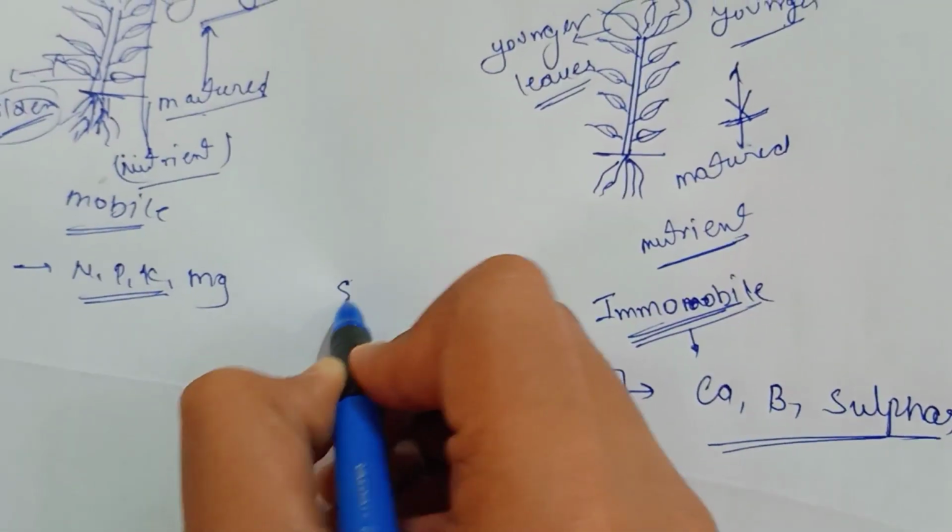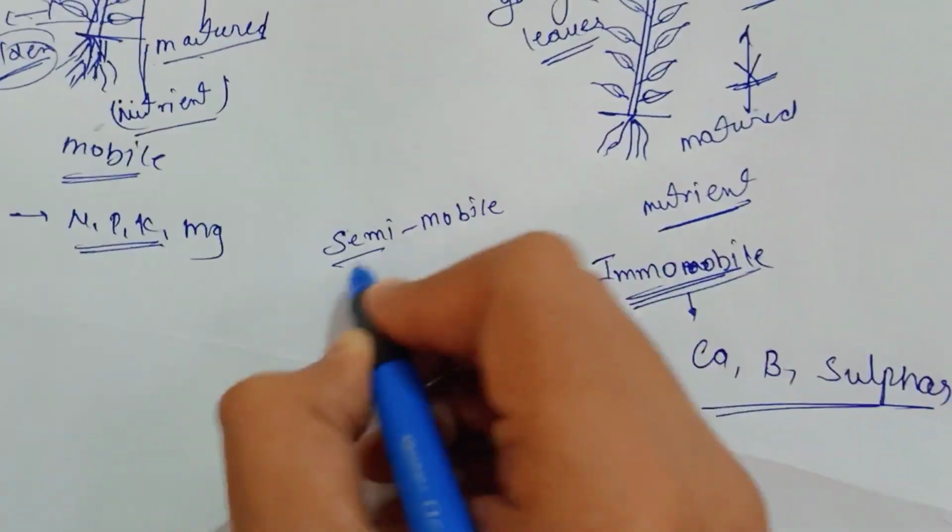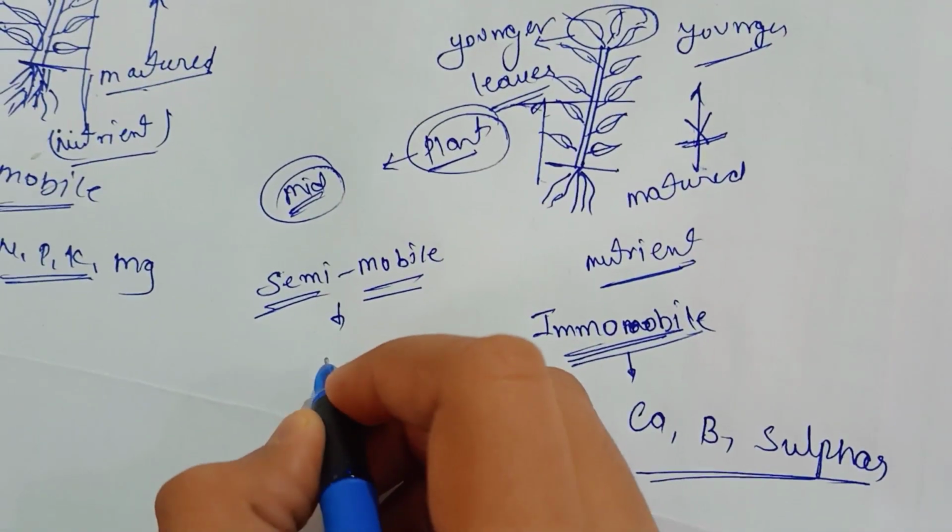And another one is semi-mobile. An example of semi-mobile is zinc.